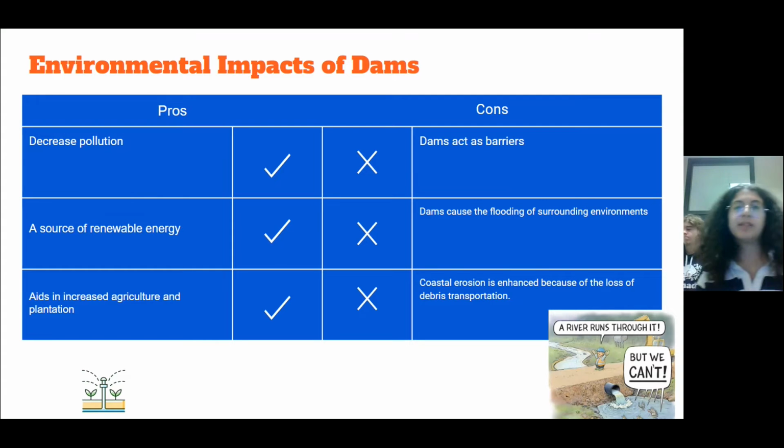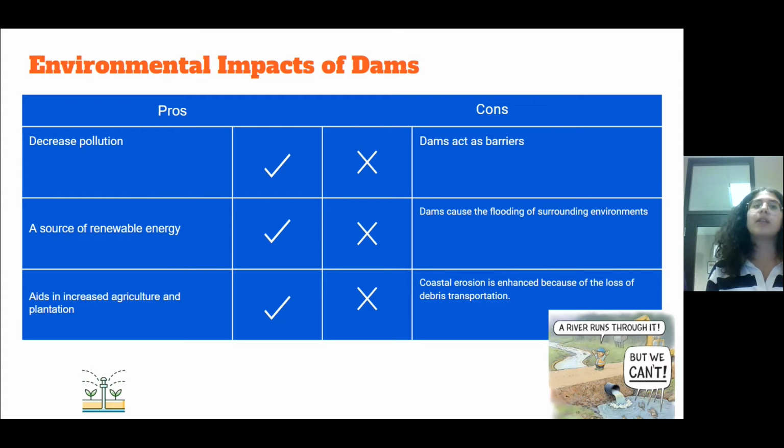There are many different environmental impacts of dams, some positive while others negative. Let's start with the pros of dams. They decrease the pollution effect by lowering the pollution carried by rivers. They are a powerful source of renewable energy that can produce electrical energy in an environmentally friendly way. And finally, they help in increasing agriculture and plantation.